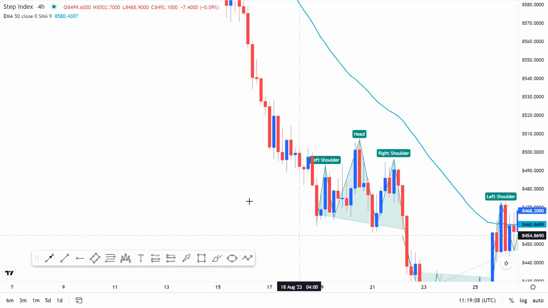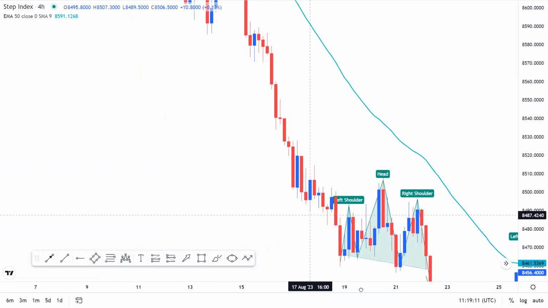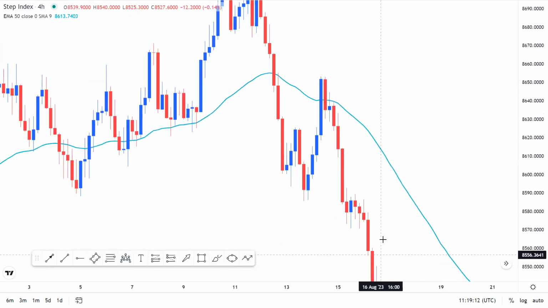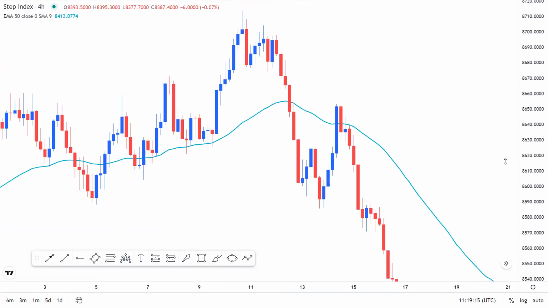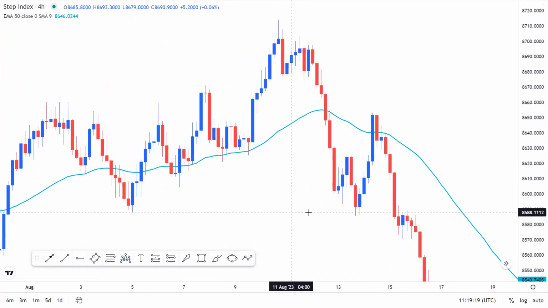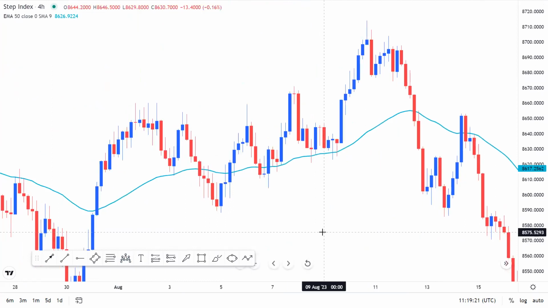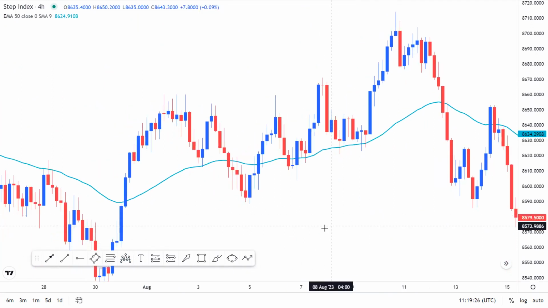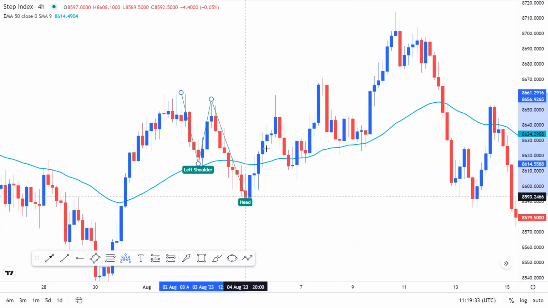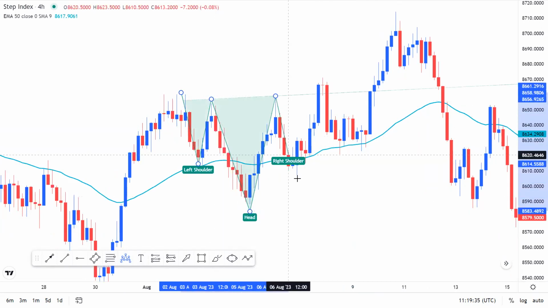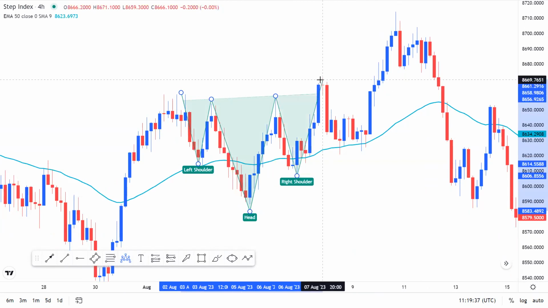So let's see if we have one more. One more right about here. Guys, tell me you can see this. So we have two inverse head and shoulder patterns right here. We have this being the left shoulder, the head, and then the right shoulder.